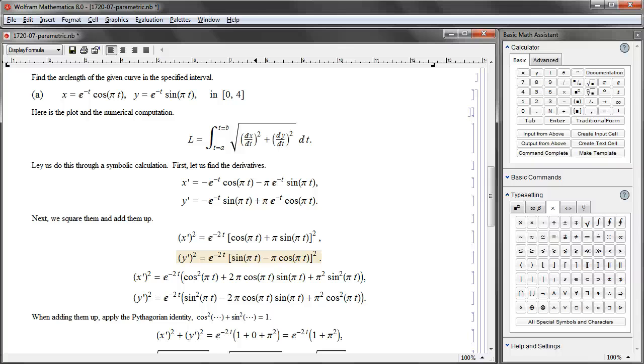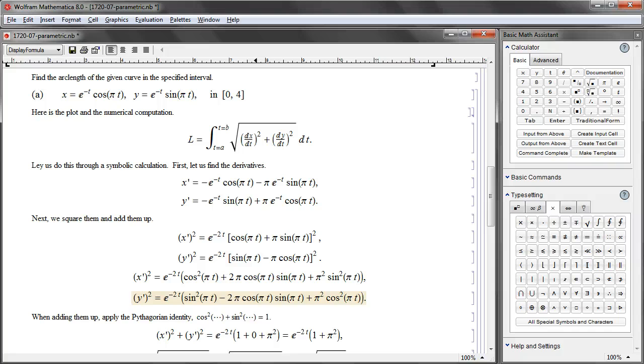And then let's add them up. We want x prime squared plus y prime squared. Before adding them up, let's break up all these parentheses or brackets. Cosine of pi t plus pi times sine of pi t, squared. I can use the complete square formula, a squared plus 2ab plus b squared, like this. Or you can FOIL it. And then how about y prime squared? The same deal. a squared minus 2ab plus b squared using the complete square formula like this. Or you can FOIL those if you want to.